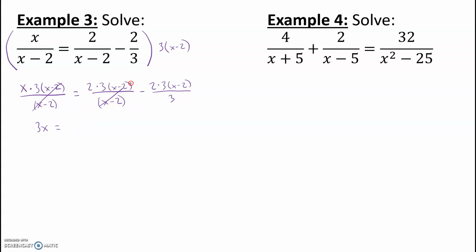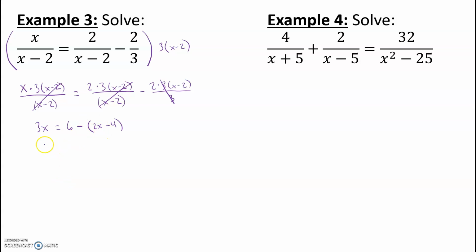Here your x minus 2's cancel out. You got 2 times 3 is 6. Here your 3's cancel out, which is still fine. So you'll have minus, and we'll go ahead and distribute this. 2 times x is 2x, and 2 times negative 2 is negative 4.